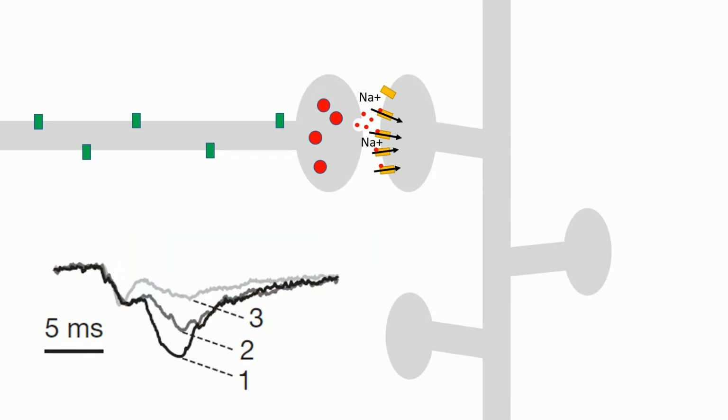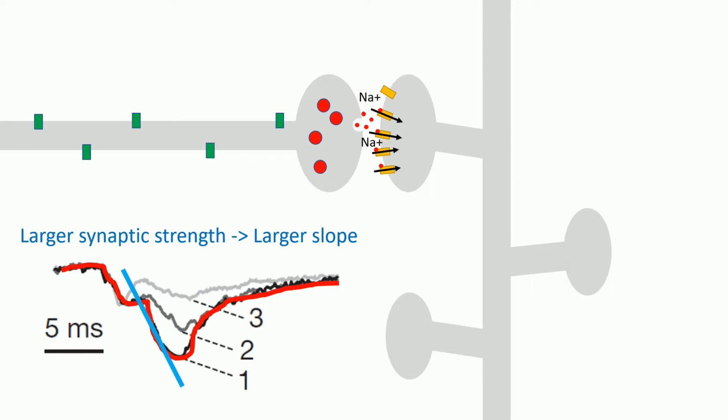In contrast, a larger synapse will have more AMPA receptors as shown here. It will show a larger transient like that highlighted in red here, and this will have a steeper slope. I want to stress that this is, of course, an oversimplification.